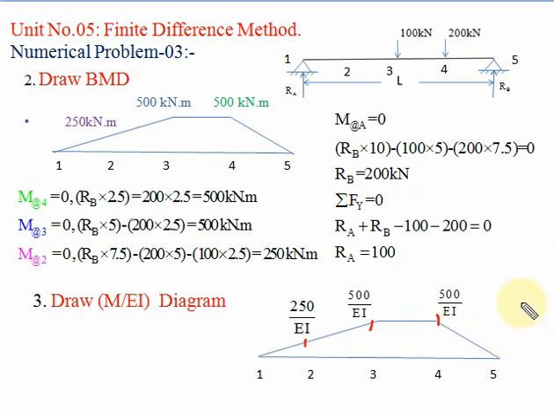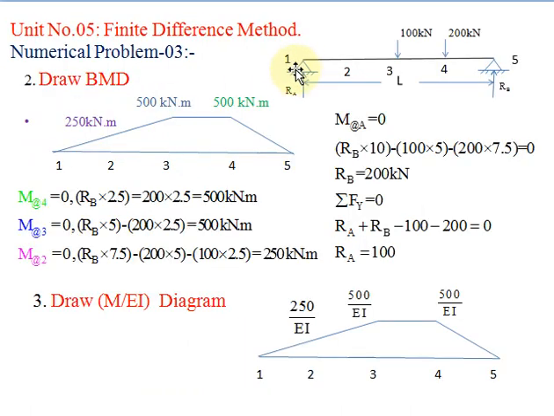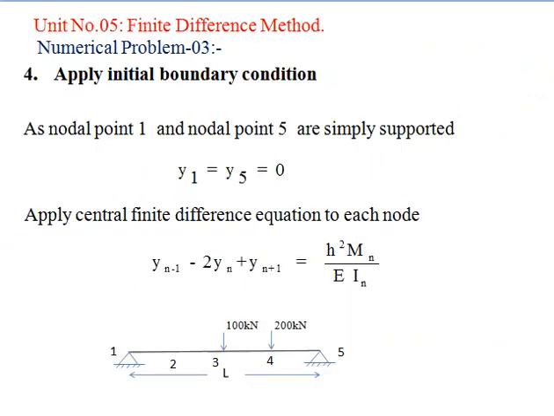Now the next step is to apply the boundary conditions. Boundary conditions are the values that are known to us. As we know from the figure, node 1 and node 5 are simply supported. So as they are simply supported, the deflection will be equal to 0.